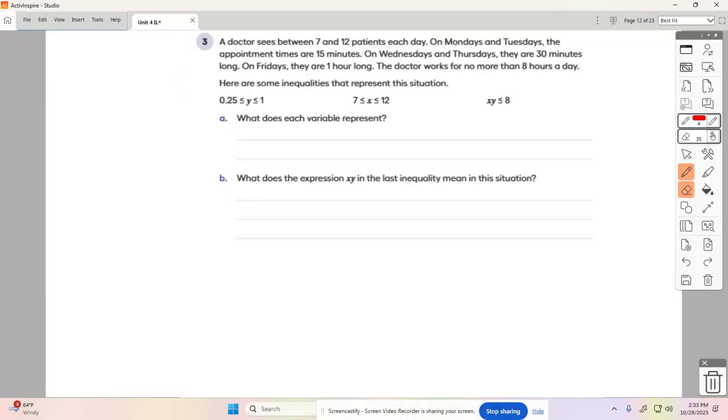Part A says, what does each variable mean? I want to know what X and Y mean. So for part A, let's look at the first one. Y is greater than 0.25 but less than or equal to 1. What constraint are they talking about? Time, the appointment time. Okay, so Y is the length of the appointment.